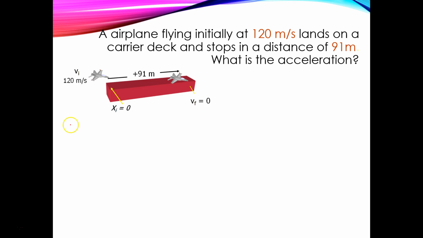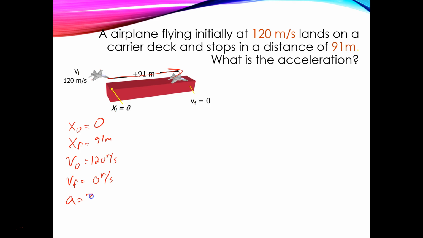Now we have to figure out what we know. Our initial position is 0, because we're originally starting at 0. Our final position is going to be 91 meters because we travel 91 meters to the right. Our initial velocity is 120 meters per second. Our final velocity is 0 meters per second because we come to a full stop. Anytime we come to a stop, our final velocity will be 0 meters per second.